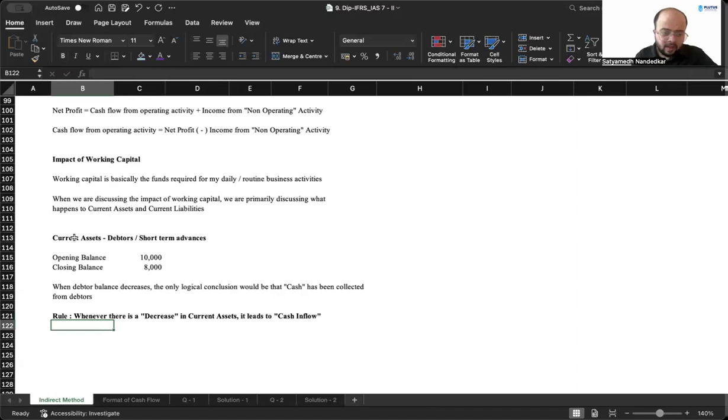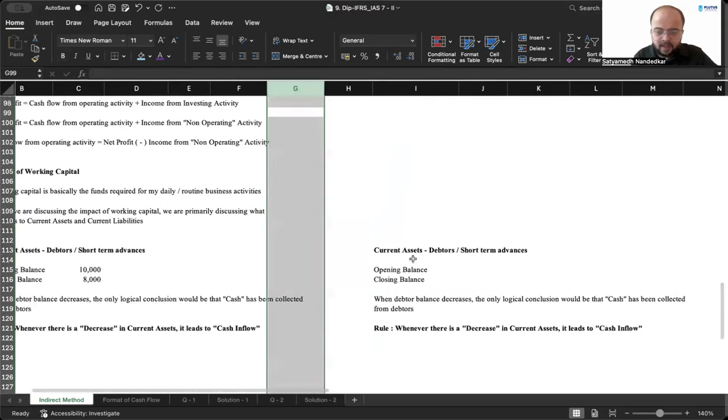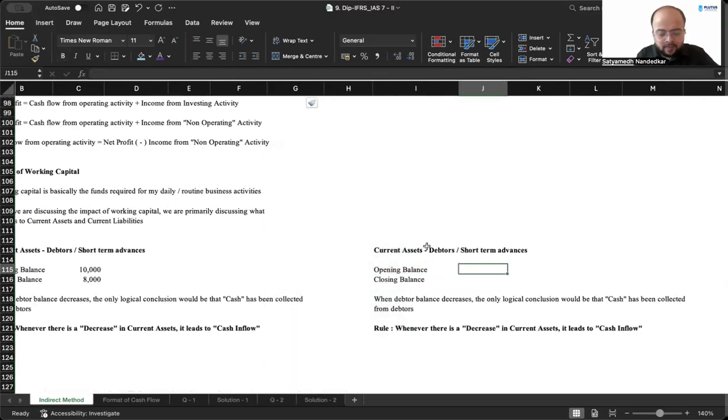Okay, now let's look at what happens when there is an increase in current asset. Let's flip the situation on its head a little, not much. Let's flip it a little. Say the opening balance was 4,000, closing balance is 14,000. Now imagine that an employee comes to me at the start of the year and asks for a short-term advance, I give him 4,000. Now he needs some more money, so I advance another 10,000 to him, and the closing balance at the end of the year is 14,000.